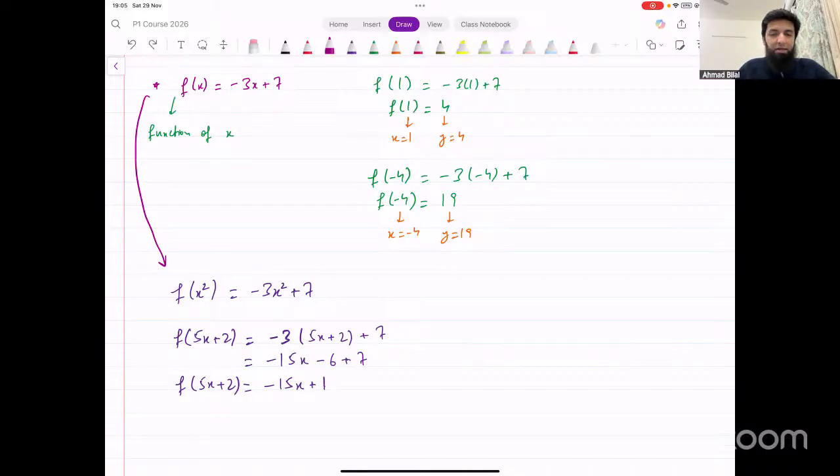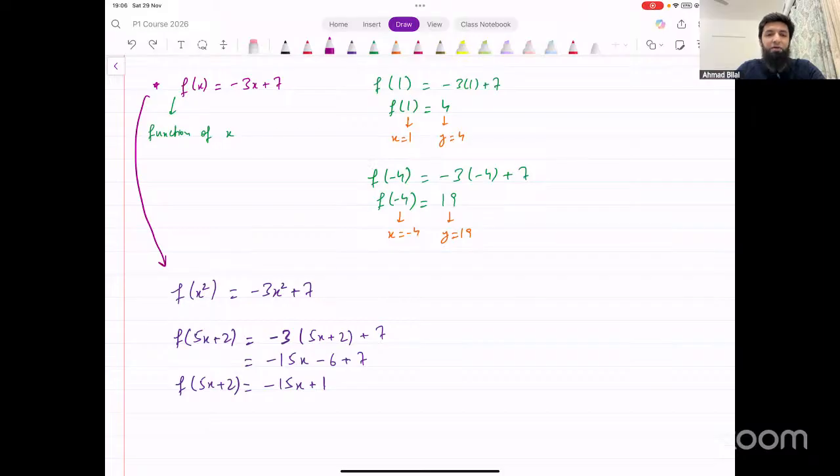Now we'll talk about that later because we want to talk about the inverse of not just linear functions, but we'll be talking about how to find the inverse of quadratic functions and inverse of trigonometric functions. So we'll leave that for later. That's another concept that you've done in O-levels, at least for the linear functions. Okay, we'll talk about how to extend that to other kinds of functions as well.